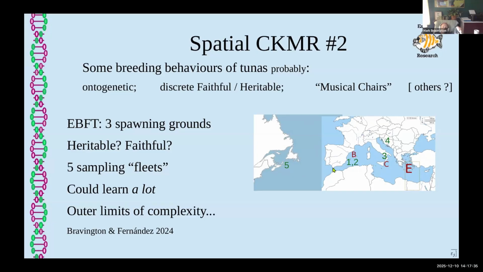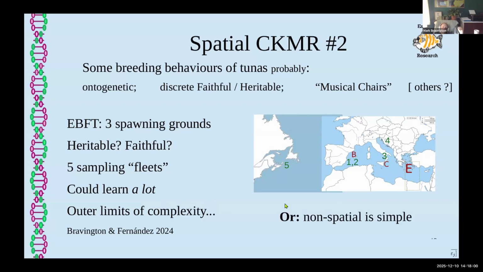It turns out that if you were to sample all of them and build a very complicated model, you could learn about whether things are faithful and heritable. You could figure out the underlying biology. But it's a hell of a model. It's the outer limits of human complexity. I think only Carmen could actually have, I honestly can't think of anybody else who could have worked through this and got all the modeling details to work.